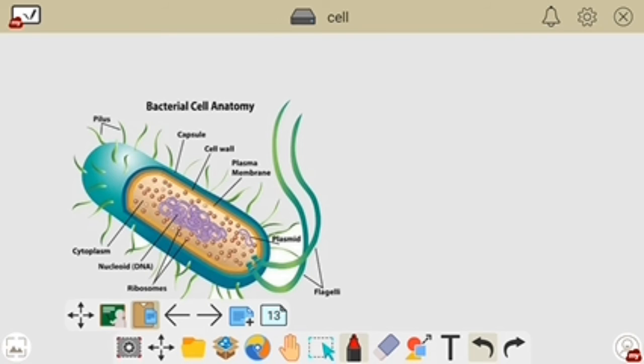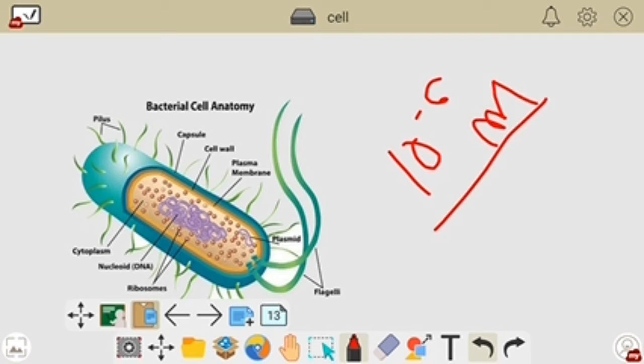So there are different sizes, as there are different types of cell. The size of the cell may be 10 to the power minus 6 meter. Now you can imagine how small the cell is.